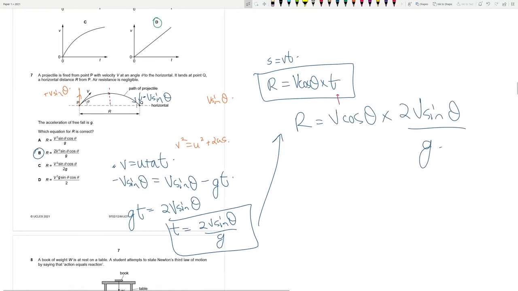What did I do in the next part? For range we use s is equal to vt because velocity is constant. So range is equal to v cos theta into time, and we know the time. We know that r is equal to v cos theta into time 2v sin theta by g. So what's the final value of r? 2v square, followed by sin theta cos theta divided by g. We're going to be looking for that, and our answer is B. Okay, our answer is B. Hopefully you guys get it.